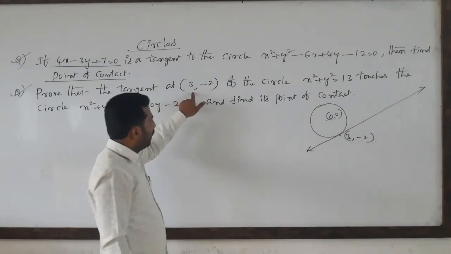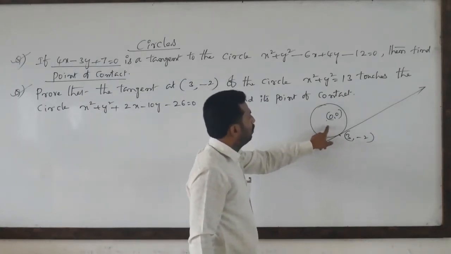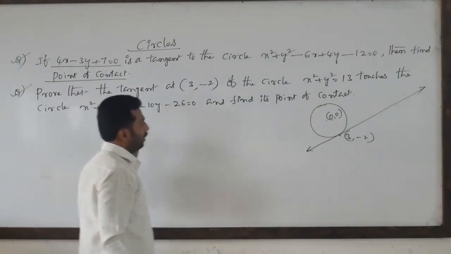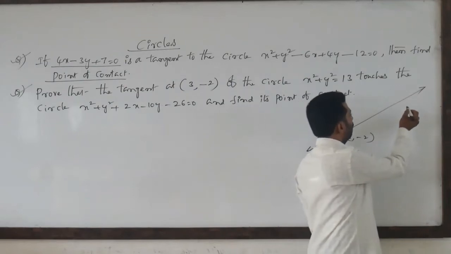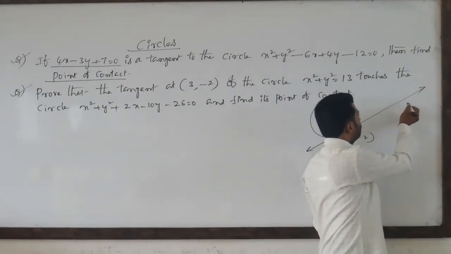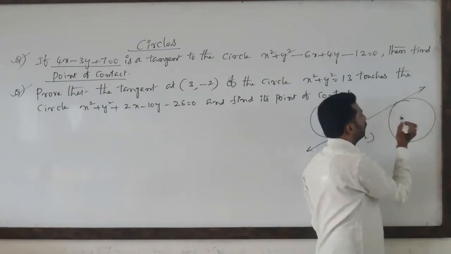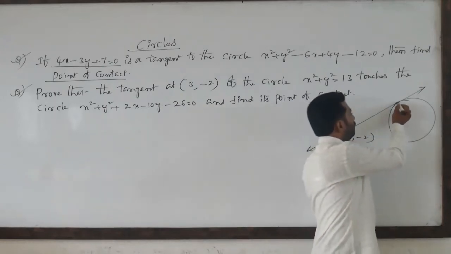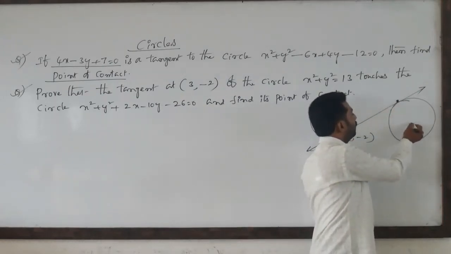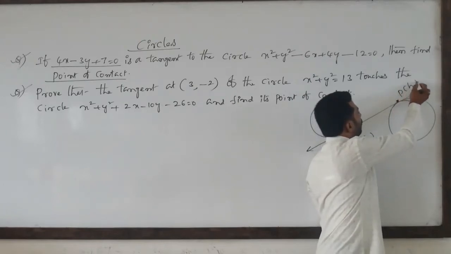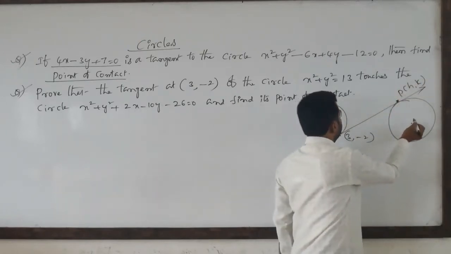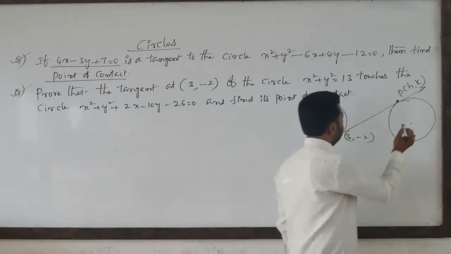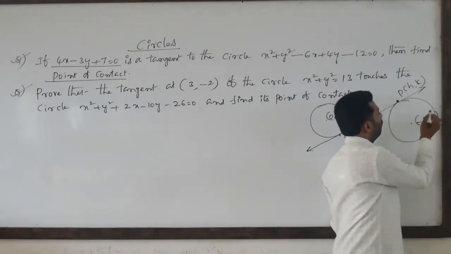Prove that the tangent at this point on the circle, we are drawing one tangent to this circle, which touches another circle. So this tangent touches one more circle. Then find its point of contact. This is the point of contact, this is P of h comma k. So this is the circle equation. What is this circle equation? Center minus 1 comma 5. So this is minus 1 comma 5.